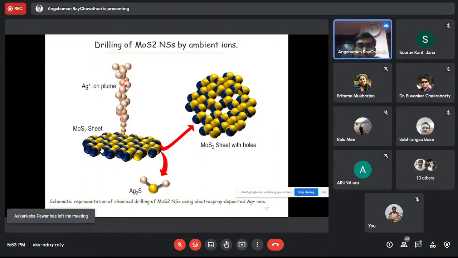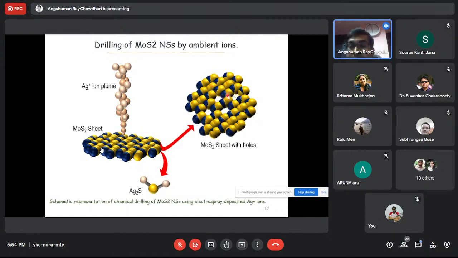The beautiful thing is that it is a beautiful piece of work. When they started spraying the silver ions on the MoS2 surface, the silver ions reacted with the sulfur and produced silver sulfide, Ag2S nanoparticles, which dissolve into the water, and a holey MoS2 is formed. I forgot to mention, Dr. Saurabh Kanti Jana is also an author of this paper. So this type of holey sheet is forming.